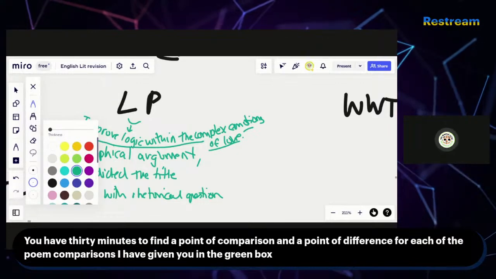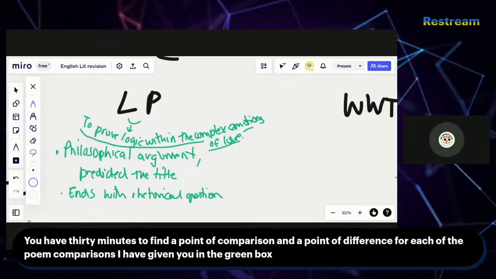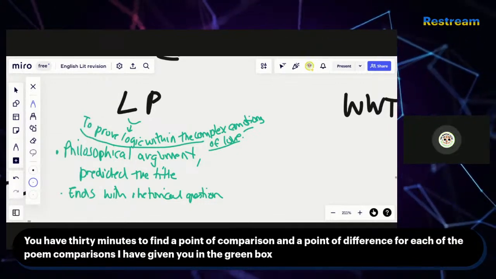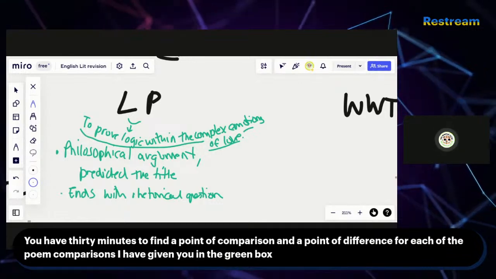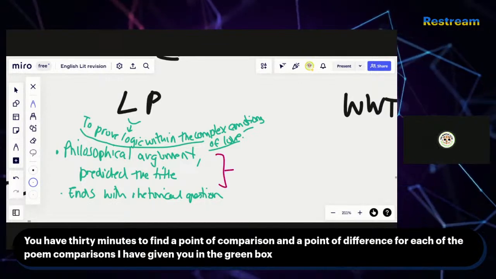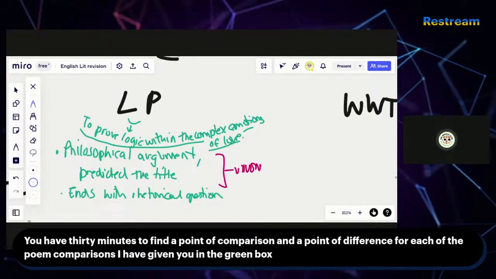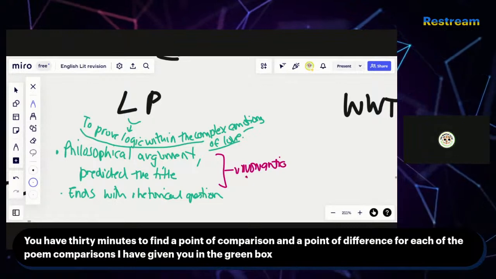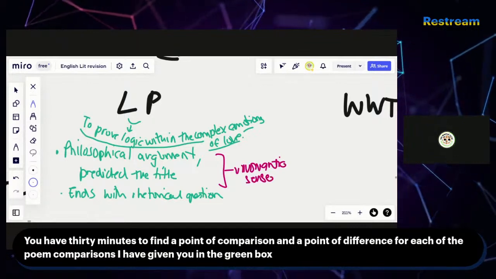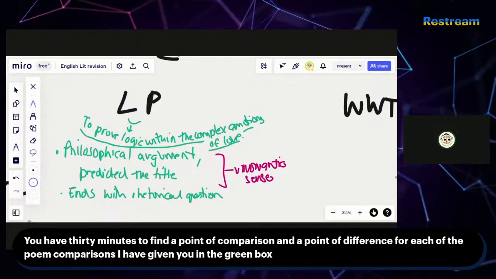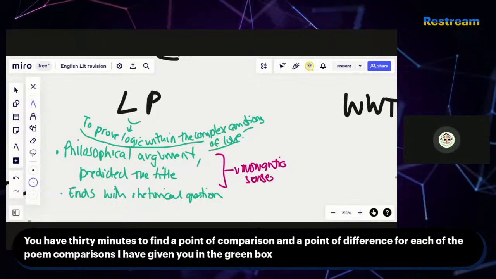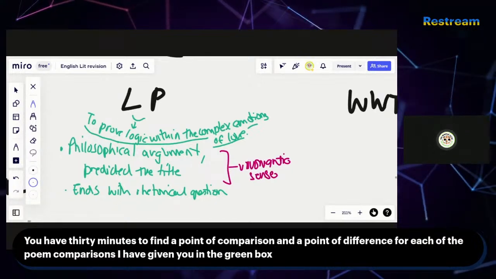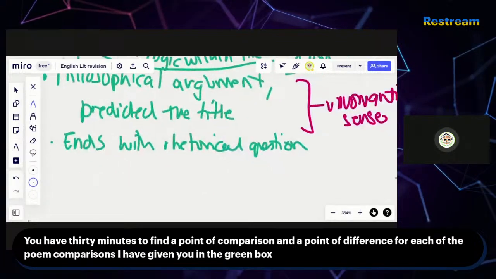Ironically, Shelley aims to prove logic within the complexity of the emotions of love in order to persuade love. However, he only seems to distance himself from the prospect of love through this rather unromantic sense of desperation. The rhetorical question he ends with is, "Why not I with thine?"